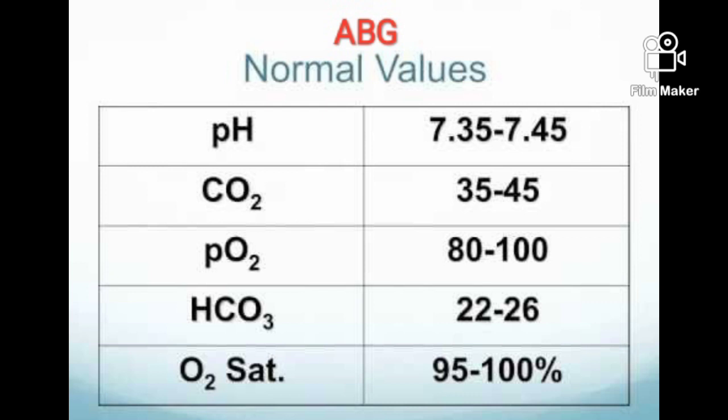To sum up the idea of interpretation of ABG, we have to know the cause of each imbalance and the level of compensation, and we treat the patient by trying to correct the main cause and etiology of the imbalance of the ABG. Thank you.